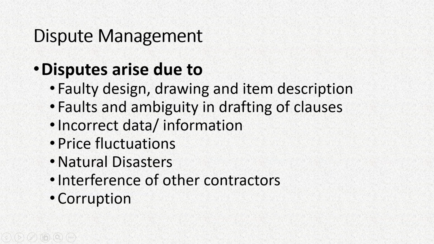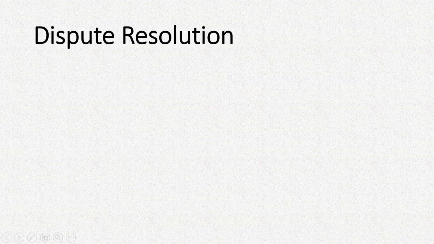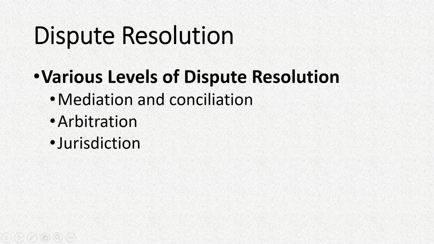Now whatever may be the cause, we need to resolve this kind of dispute, and for that there may be various stages or various levels of dispute resolution. So the first one is mediation or conciliation, which is a very informal process. Then arbitration is slightly formal, and jurisdiction is when the case is fought in the court of law. So we'll study them one by one.